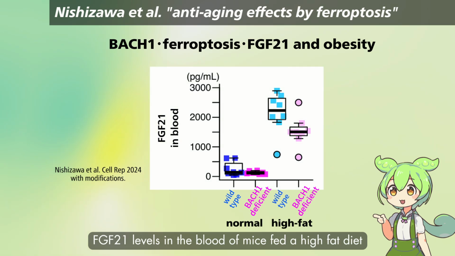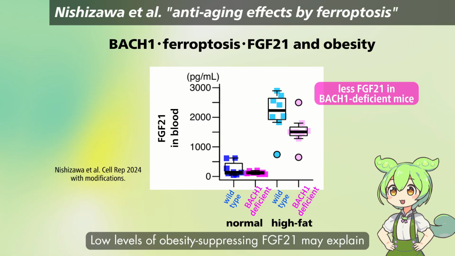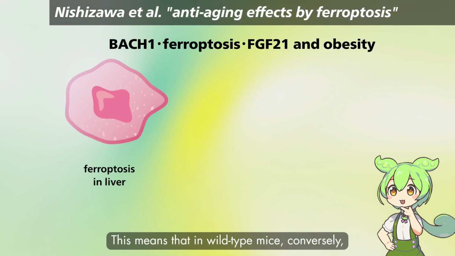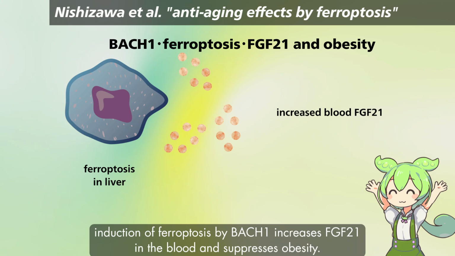FGF21 levels in the blood of mice fed a high-fat diet were lower in BACH1 deficient mice than in wild-type mice. Low levels of obesity-suppressing FGF21 may explain why BACH1 deficient mice are more likely to be overweight. This means that in wild-type mice, conversely, induction of ferroptosis by BACH1 increases FGF21 in the blood and suppresses obesity.